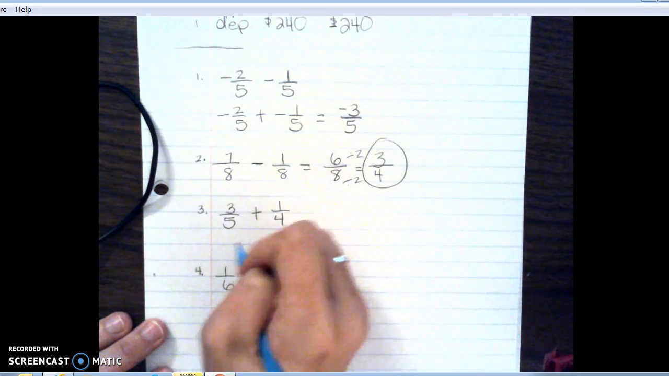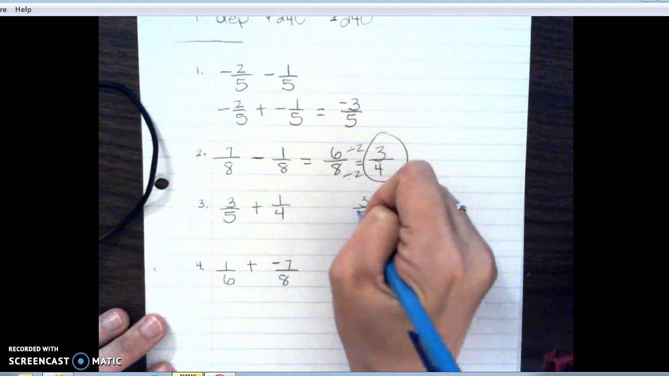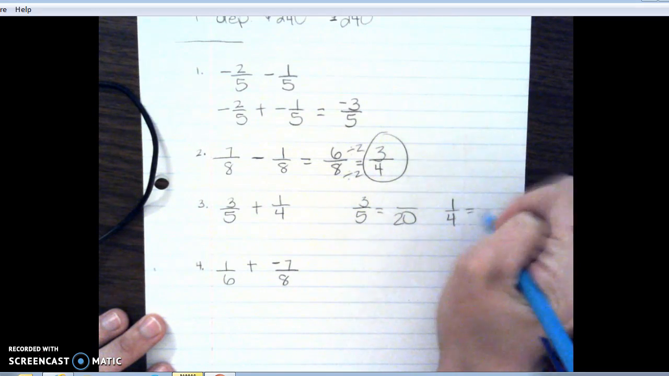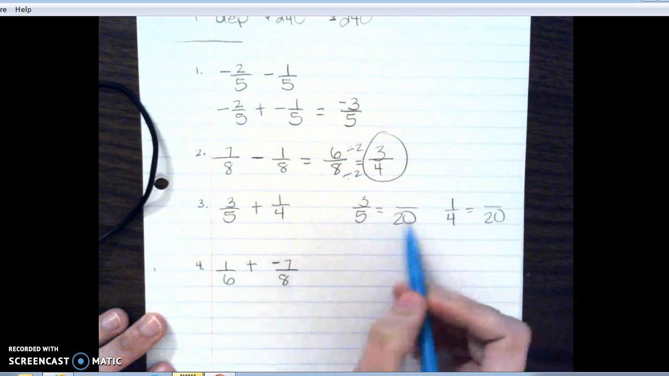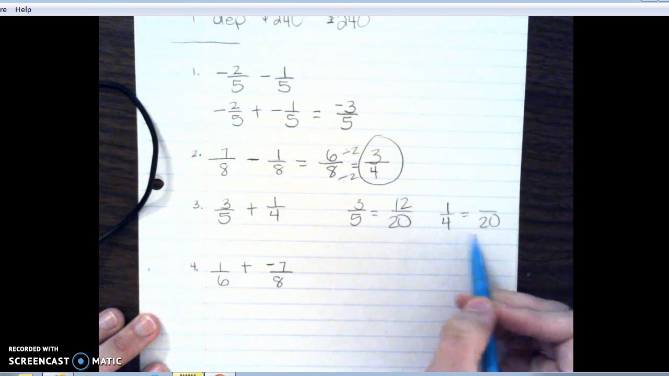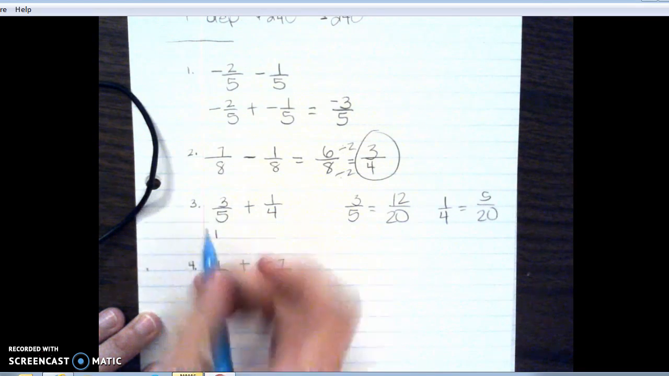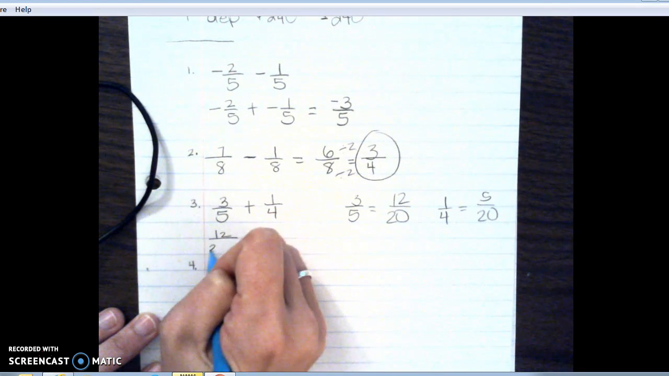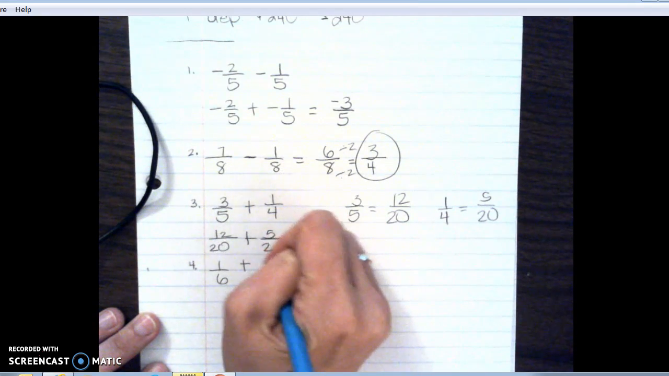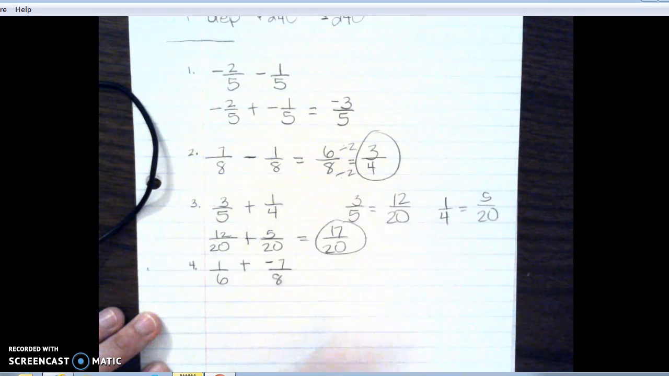On number 3, the lowest common denominator is 20. So I'm going to go ahead and change them both to something over 20. From here, I multiply by 4. 3 times 4 is 12. From here, I multiply by 5. 1 times 5 is 5. And then finally, I'm going to rewrite my new problem. So now I actually have 12/20 and 5/20, which equals 17/20.